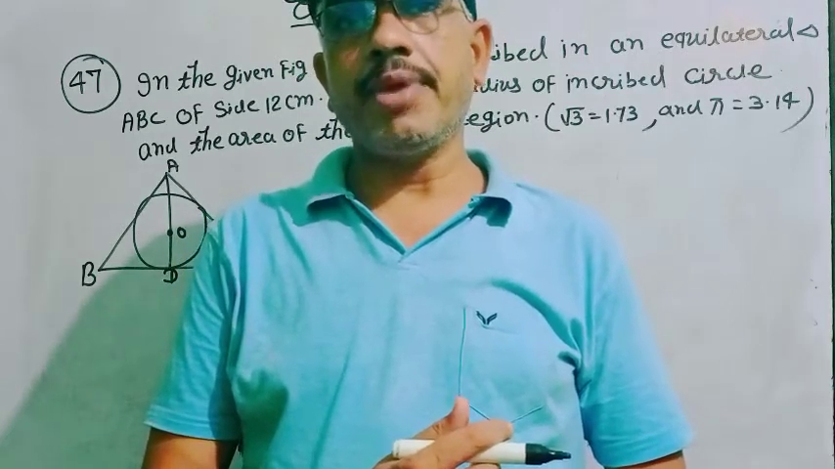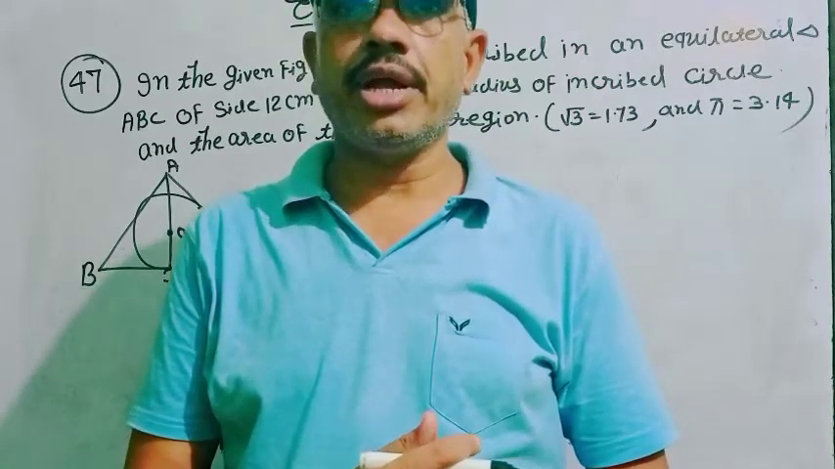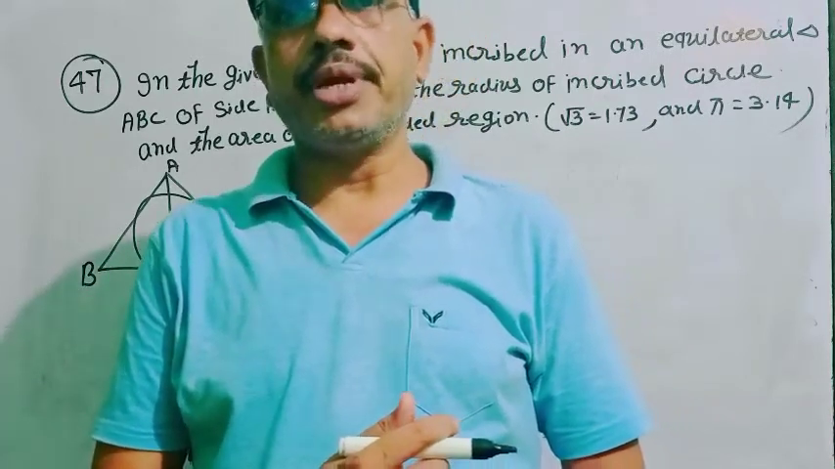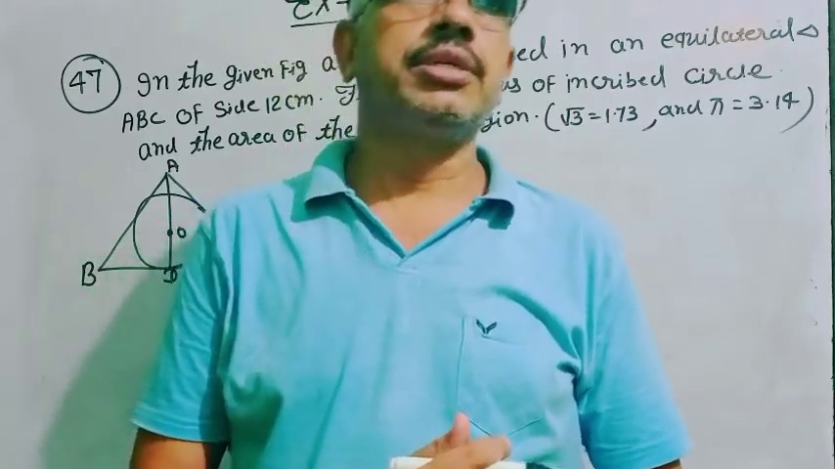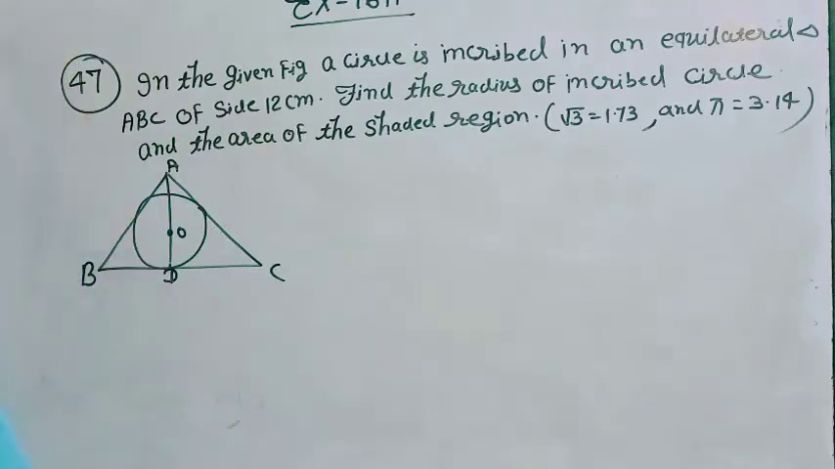Today I will discuss the remaining questions of exercise 16A, related to the area of the sector, segments and the area of the circle. So now see here, the first question is number 47.